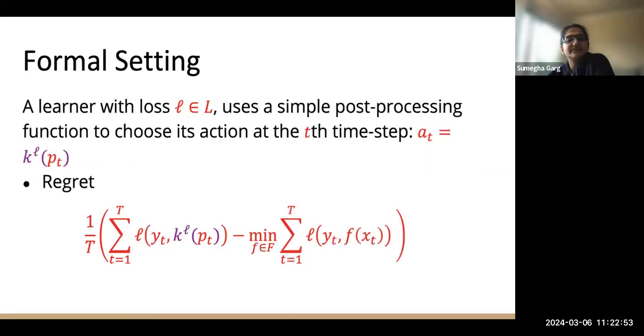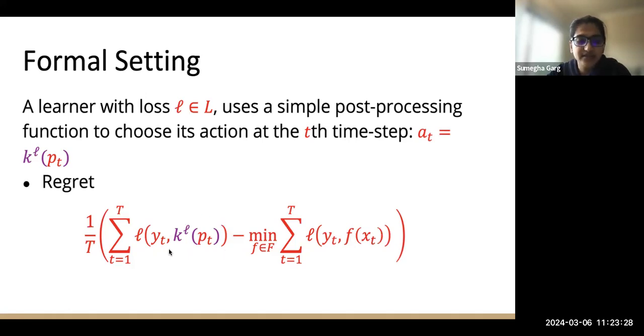So then the regret for these actions is given by the average regret for the learner, the average regret of the actions based on these predictions p_t, and you want to minimize it with respect to the comparator class capital F, where you minimize over F the average loss you would have incurred if you had taken actions according to this class capital F. So this is the regret.